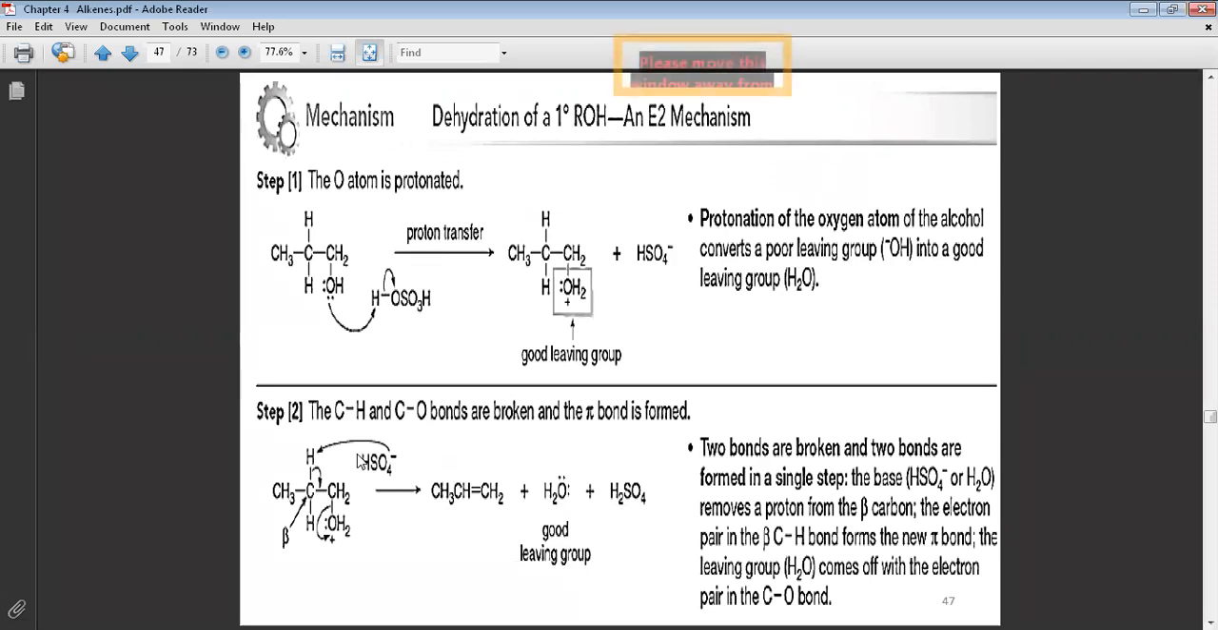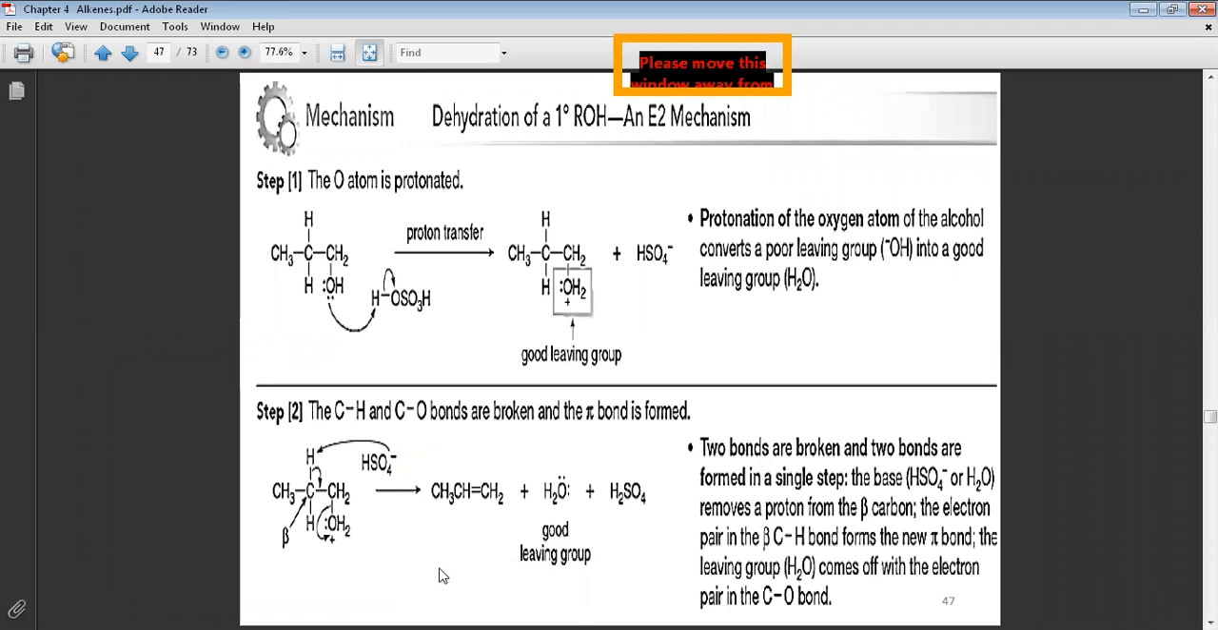The first step is just an acid base reaction. Look, the base attacks the proton from the beta carbon and makes a new bond here, and this leaves. We have a negative charge here, it makes a new bond with the proton, the carbon hydrogen bond is broken, and a carbon carbon double bond is formed. The carbon oxygen bond is broken and the leaving group leaves.